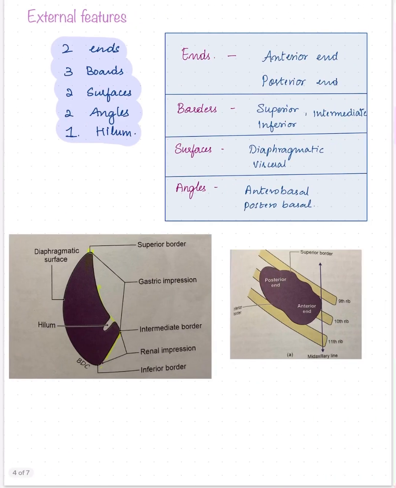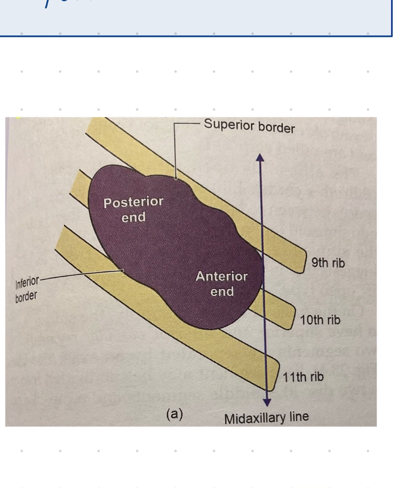So next, moving on with the external features, we have 2 ends, 3 borders, 2 surfaces, 2 angles and 1 hilum. So what are the 2 ends? That's the anterior end and the posterior end. You can see in this diagram the anterior end is wide and it's directed downwards, forwards, and it reaches the mid-axillary line. You can see this is the mid-axillary line.